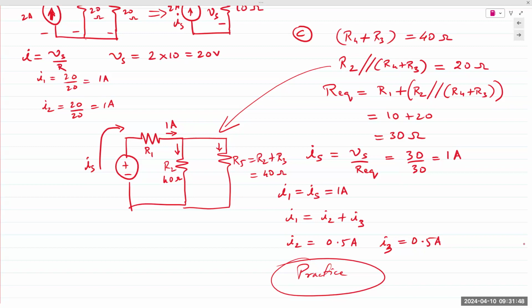But again, as I said, once we reduce this, R2 and R5 in parallel gives us 20 ohms. So we can find the total current flowing through the circuit, which is 1 amp going through 20 ohms. So it's 20 volts across both resistors in the parallel. And then you apply Ohm's law, 20 divided by 40, 0.5.